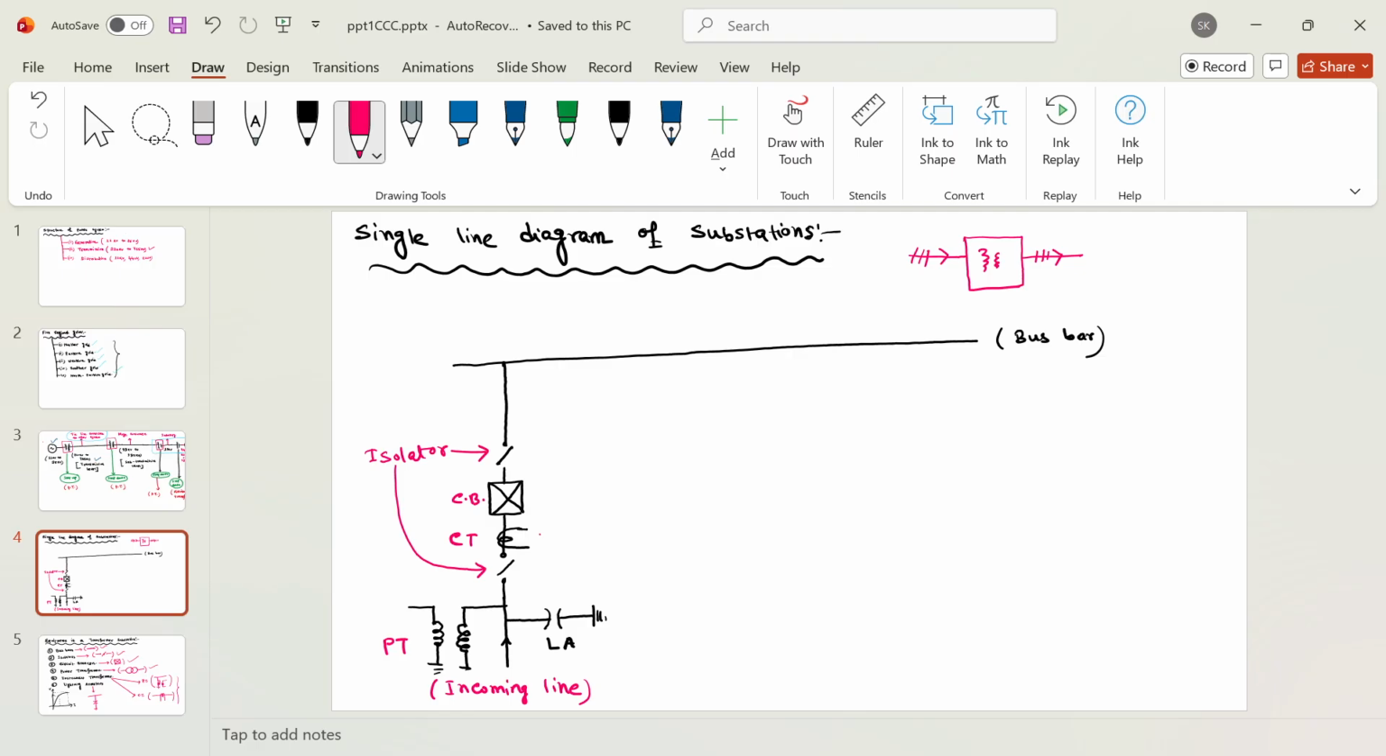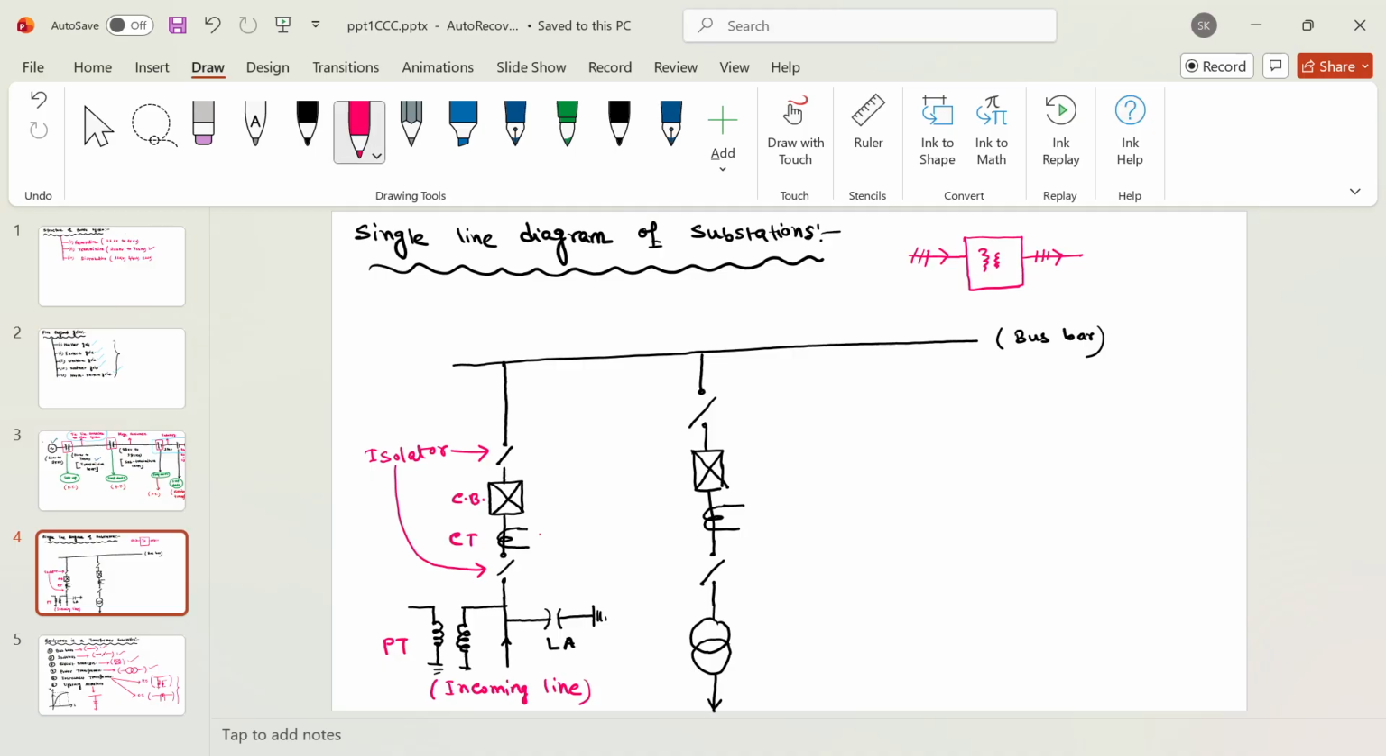Okay, now you have the outgoing lines. Again there will be isolators, circuit breakers, again isolators. This is CT, there will be isolators, and there will be transformers. This is my outgoing lines.